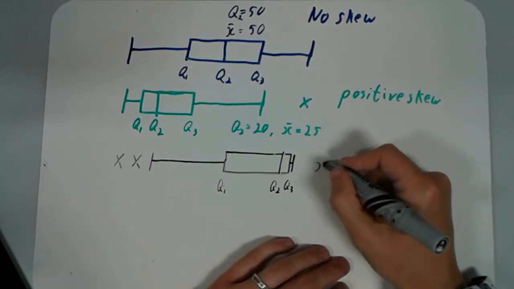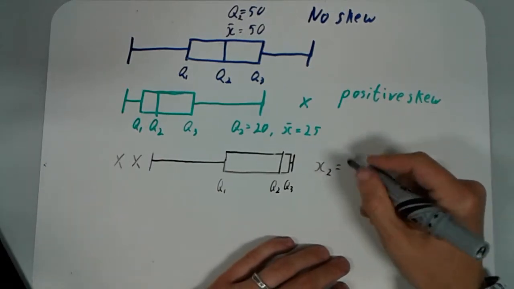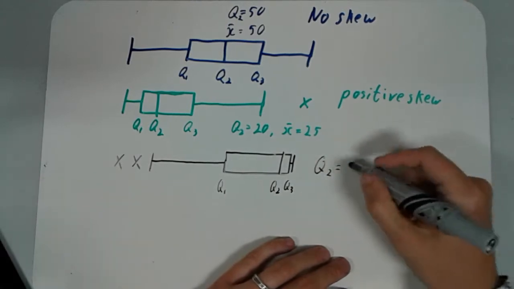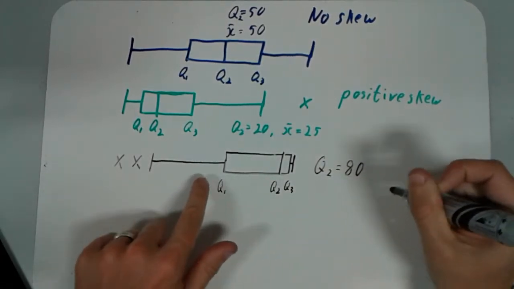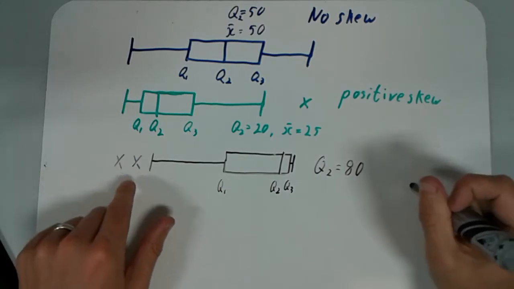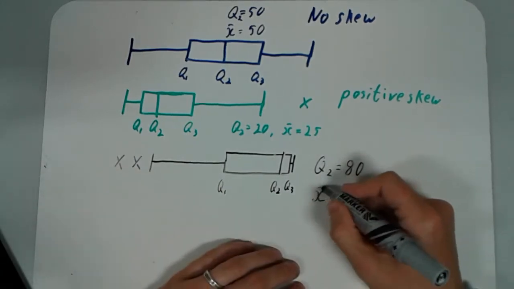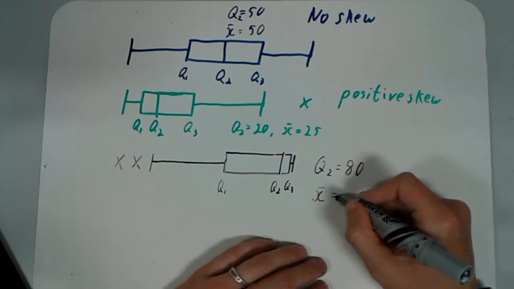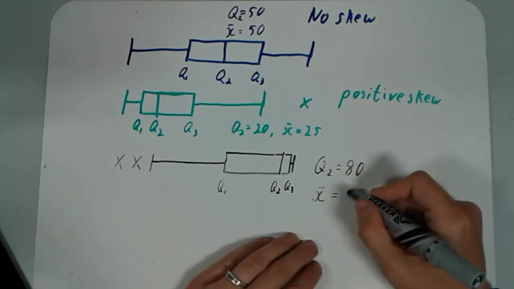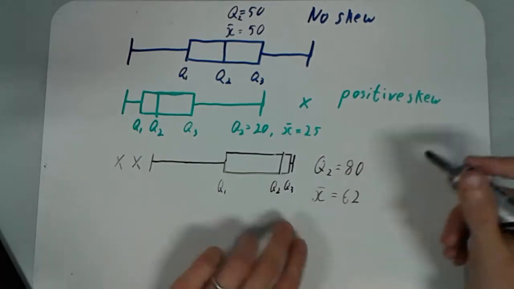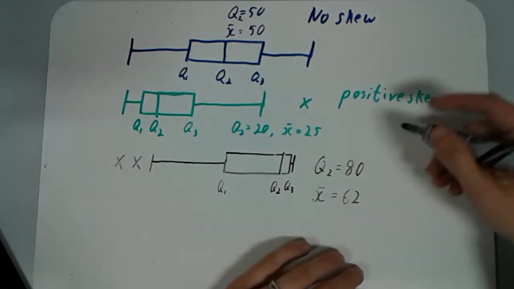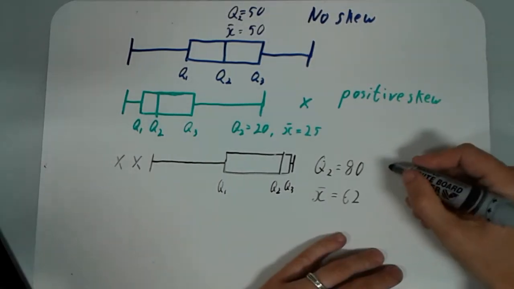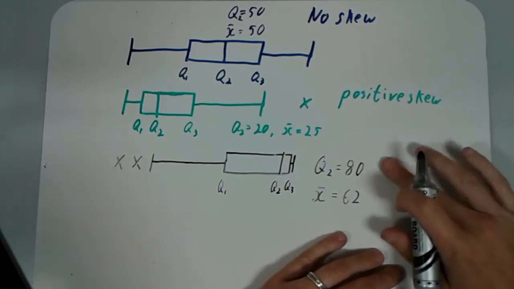So in this case, maybe we've got a Q2 of something about 80. But if we look at this, we've got some extremely low data down here. That's going to pull down our mean, and therefore we would expect our mean to be somewhat lower, maybe 62. It's considerably low. We've got some very low outliers down here. Okay, we would call this negative skew.